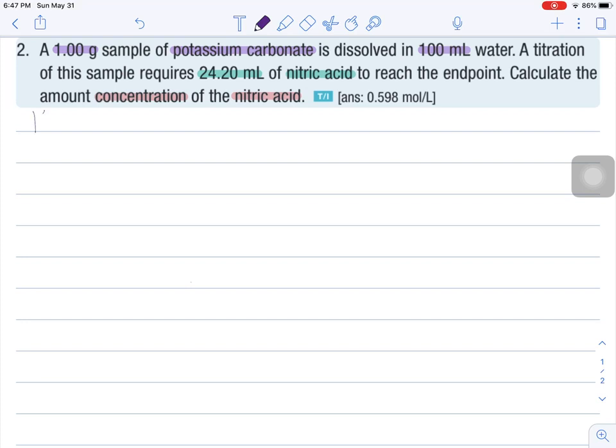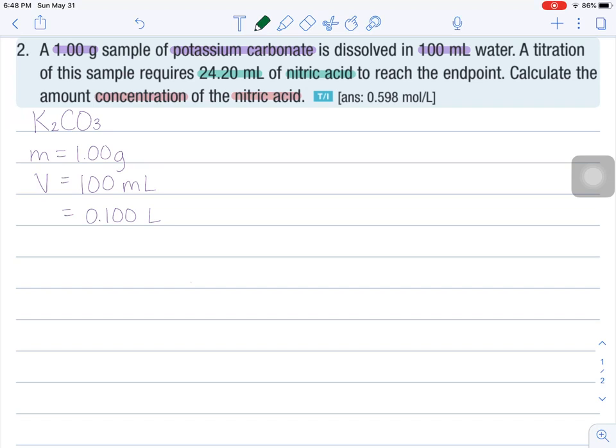So potassium carbonate, potassium's a 1+, carbonate is a 2-. So K2CO3 is the formula for potassium carbonate. I have a mass of 1 gram and a volume of 100 milliliters. Because we are working with concentration here as well, concentration is measured in moles per liter, so we want to convert any volumes to liters by dividing milliliters by 1,000. So I have 0.100 liters.